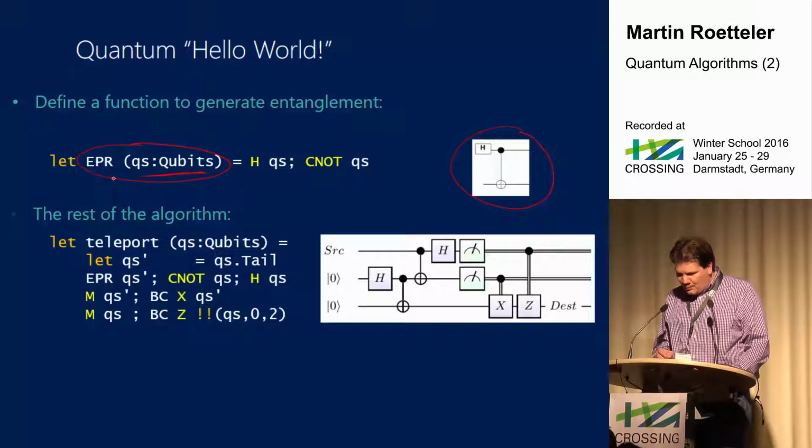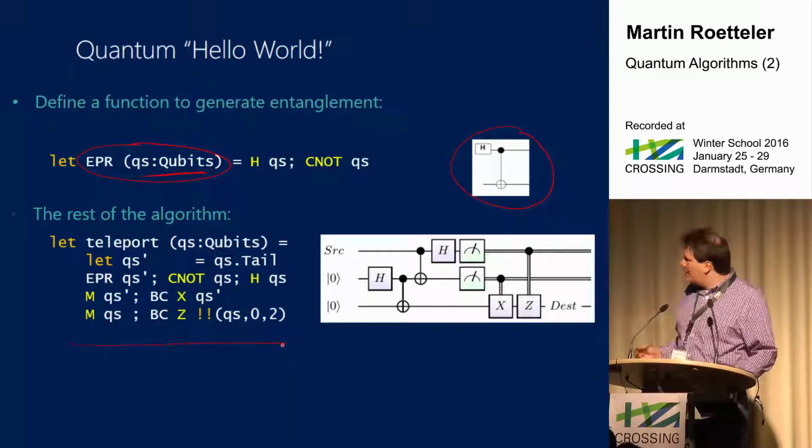And the entire teleport algorithm would look like this down here. So you give it, again, a list of qubits. In that case, it would be 3. You define a sub-list of the list, namely the tail. So you crop everything except for the head. And then on the tail, you first call that function that we defined up there, EPR.